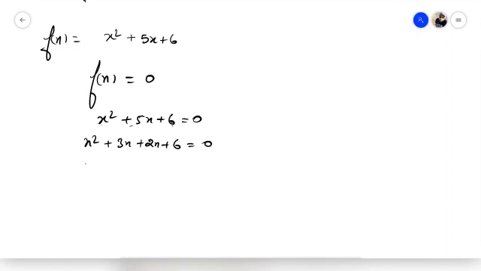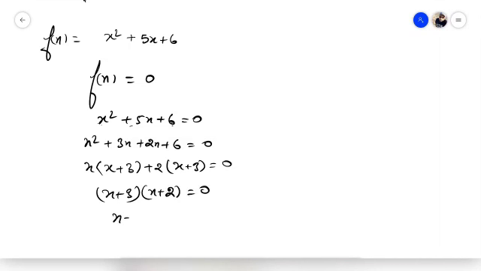Right, now let's take x common from here. So it will be x into (x plus 3), and let's take 2 common from here, then it will be 2 into (x plus 3), and that's equal to 0. Now x plus 3 is common, and here it is x plus 2, equal to 0. Either x plus 3 will be equal to 0 or x plus 2 is equal to 0. So we have x is equal to minus 3 and x is equal to minus 2.